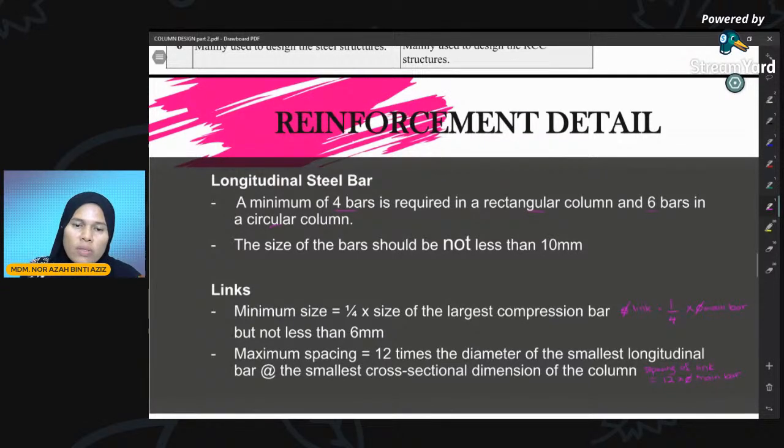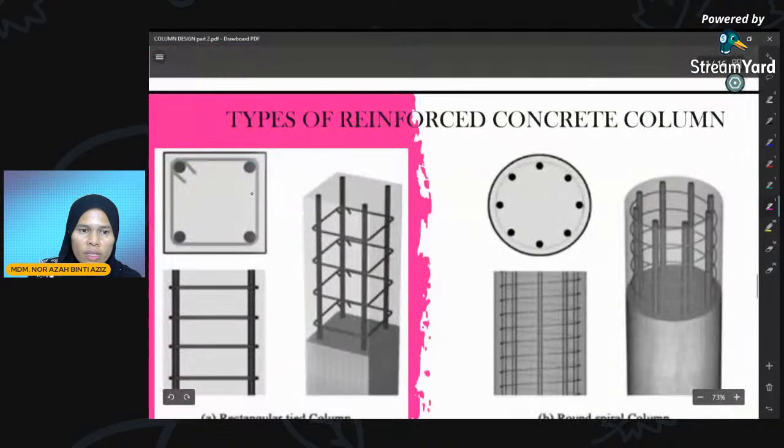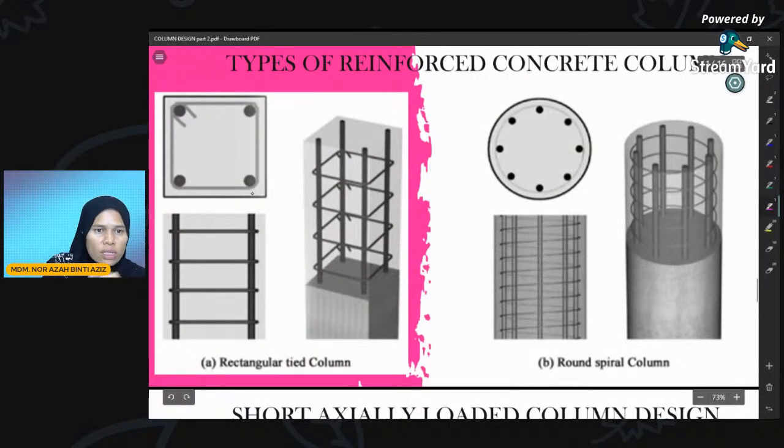Okay, we will do some exercise for this design. Here we have the cross section. Here is the rectangular or square column, and here we have a spiral or circular column. This is a cross section of the column. So what do you have in the column? You have concrete here, and here is the concrete cover.